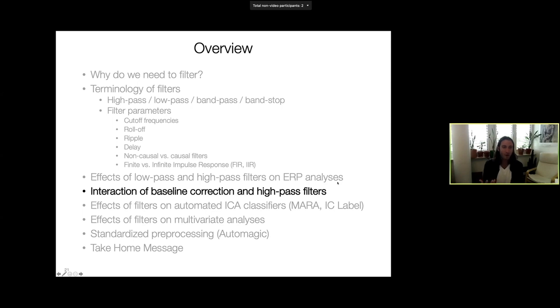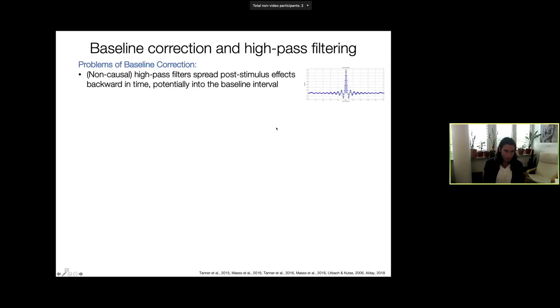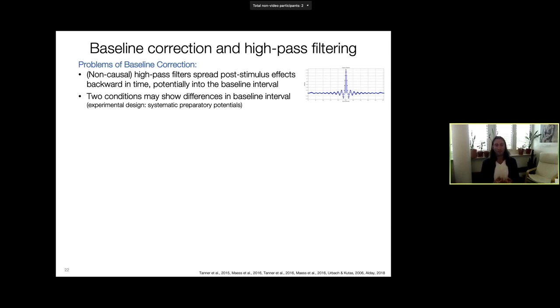So now I want to talk about baseline correction, especially when used in combination with high-pass filtering. So what is baseline correction? As I showed you before, high-pass filters spread the activity in time, and it means backwards in time and forward in time. And it can spread it potentially even into the baseline interval, which is then subtracted again from the actual activity you're interested in. And in general, the problem, even if you don't use high-pass filtering, of baseline correction is that two conditions might actually show different baseline intervals.